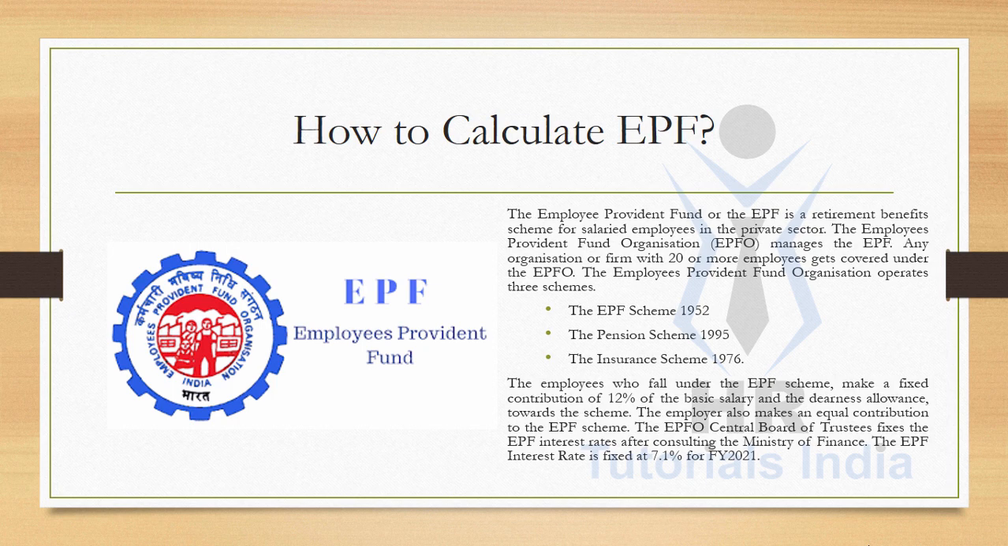All employees fall under this EPF scheme, where a fixed contribution of 12% of the basic salary and the dearness allowance from the employee's salary will be deducted towards the scheme. At the same time, the employer also makes an equal contribution to this EPF scheme. The amount collected and paid to the EPF department is maintained by EPFO, and the EPFO Central Board of Trustees fixes the EPF interest rates after consulting the Ministry of Finance. Currently, the interest rate of EPF is fixed at 7.1% for the financial year 2021.